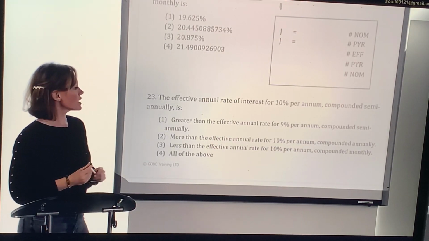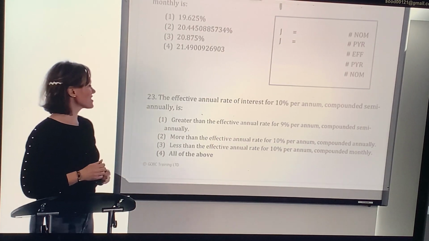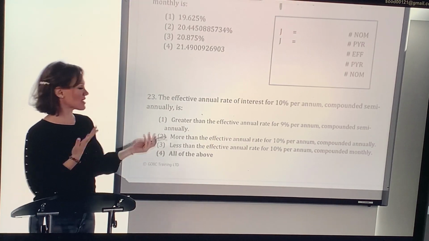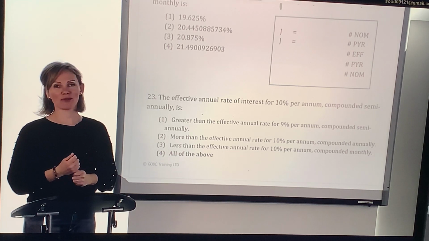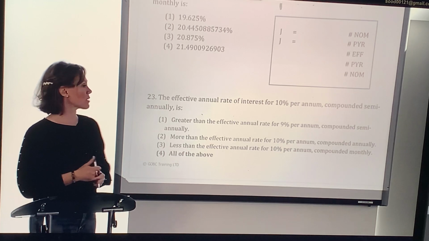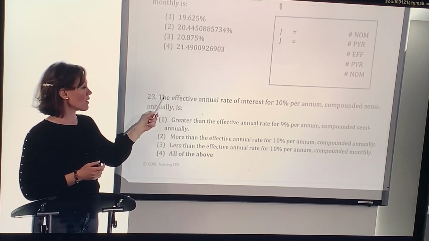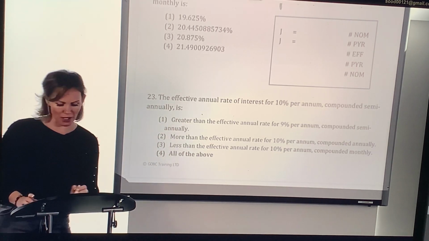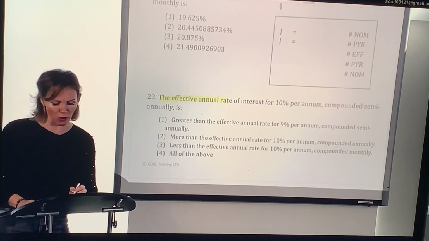Let's do question 23. Now, this is not the best question. I hope you're not going to have this on the exam. It looks like a normal written question, but it's a math question. You have to figure out what they want. They say the effective annual rate of interest for 10% per annum compounded semi-annually is. First of all, they're looking for that J1. Remember what I told you? Whatever they have in the beginning of the question is what they're looking for.